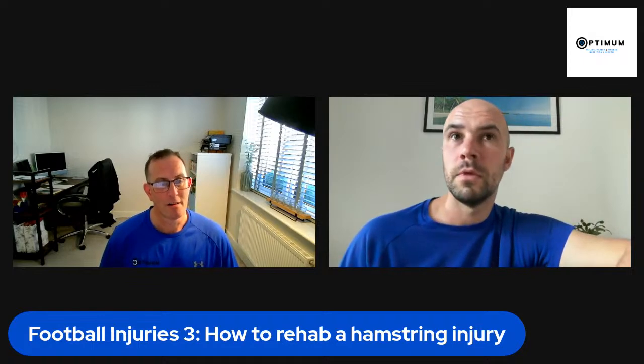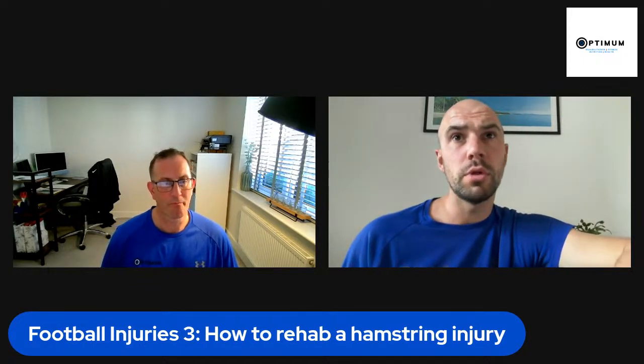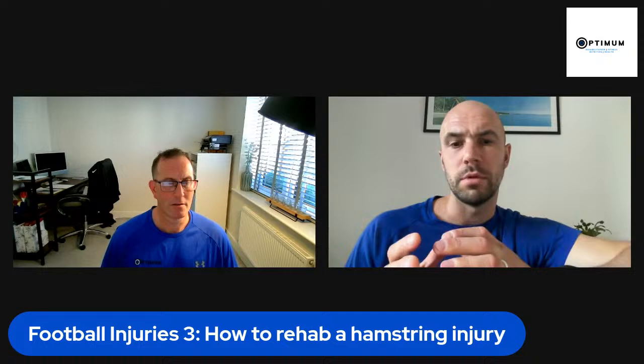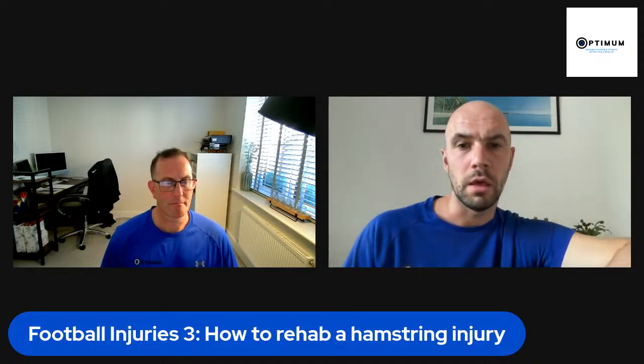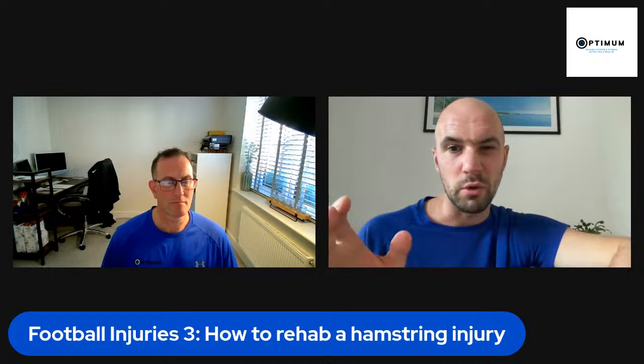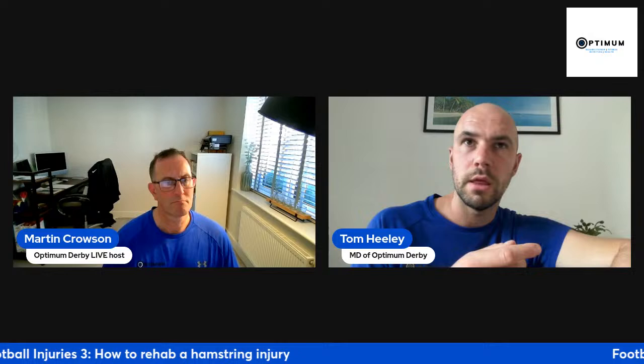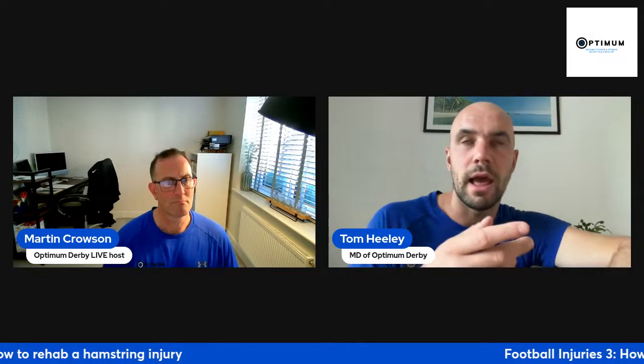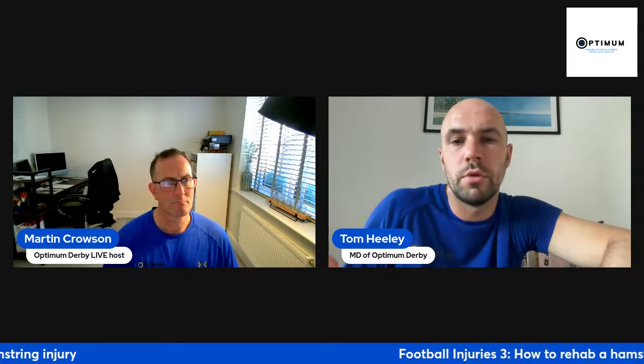I guess most muscle injuries will follow a similar pattern in terms of recovery times. Generally speaking, they'll follow that 4 to 6, 6 to 8, 8 to 12-ish weeks of recovery, kind of what we talked about earlier with grade 1, 2, 3. But it's also about the importance of the hamstrings for the sport as well.